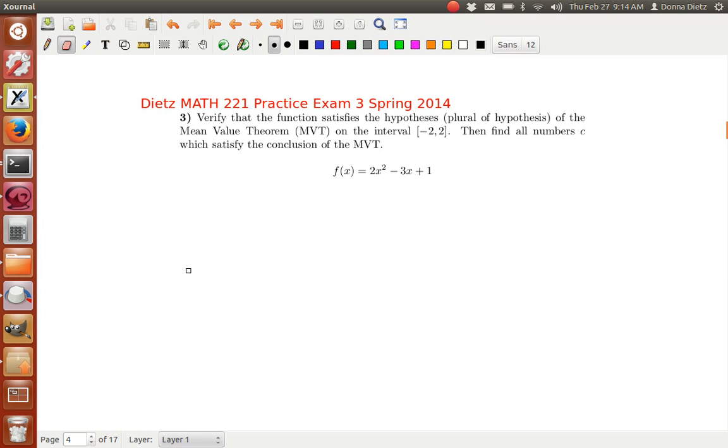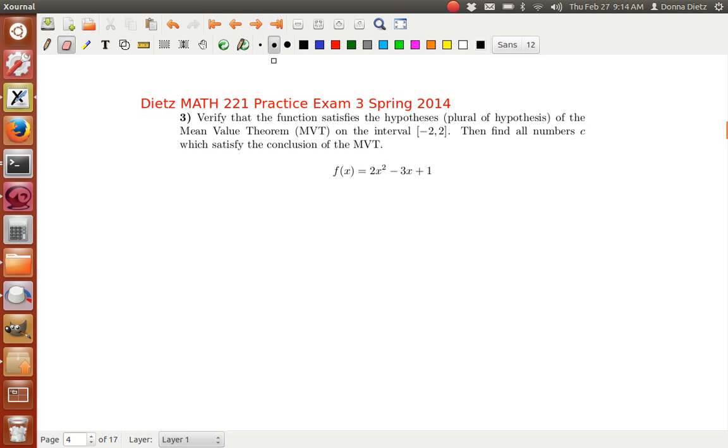Alright, so what about this guy? Verify that the function satisfies the hypotheses, in other words, each hypothesis of the mean value theorem on the interval -2 to 2. Then find all the numbers which satisfy the conclusion of the mean value theorem. Sheesh, I know I must be taking a derivative somewhere. Actually, maybe not. Well, let's figure out what's going on.